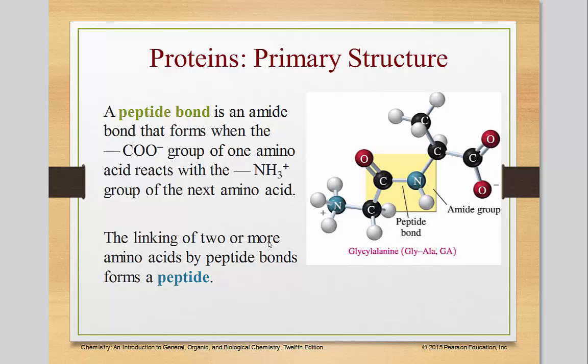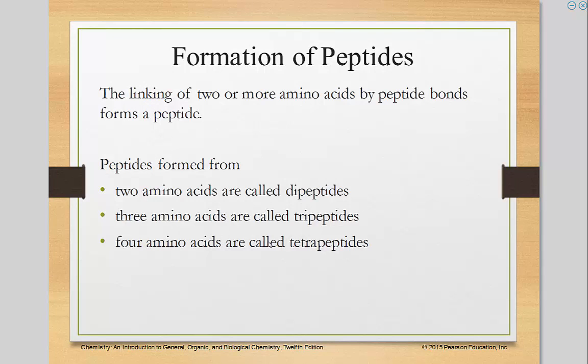In this tutorial, we will be discussing the primary structure of proteins. A peptide bond is an amide bond that forms when the COO- group, which is the carboxylate ion of the amino acid, reacts with the NH3+ group of the next amino acid. The linking of two or more amino acids by a peptide bond forms a peptide. Peptides formed from 2 aminos are called dipeptides, 3 aminos tripeptides, 4 aminos tetrapeptides.